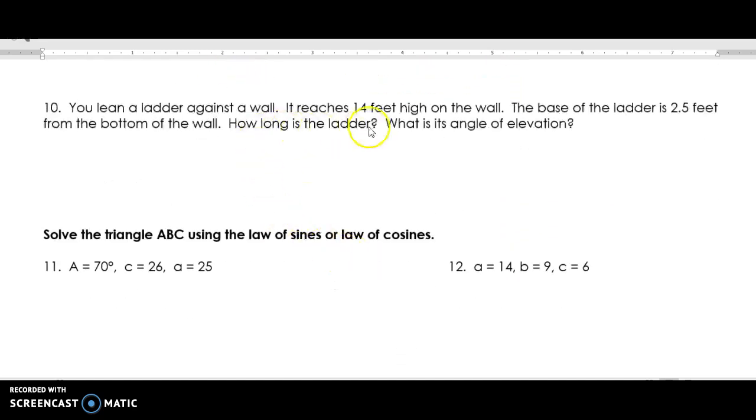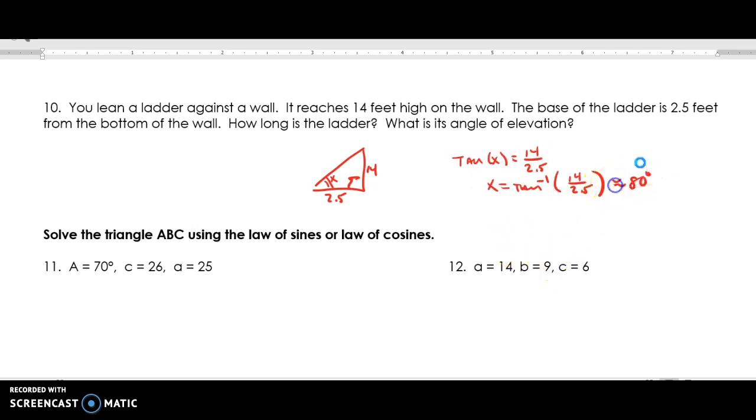You lean a ladder against a wall, it reaches 14 feet high on the wall. So remember, this is 14 now. The base of the ladder is 2.5 feet from the bottom of the wall, right? What is the angle of elevation? So we're looking for that angle. So we're going to say the tangent of that angle is equal to 14 over 2.5. And when we're looking for an angle, we use the inverse. Inverse tangent of 14 divided by 2.5 would give you about 80 degrees. Okay.